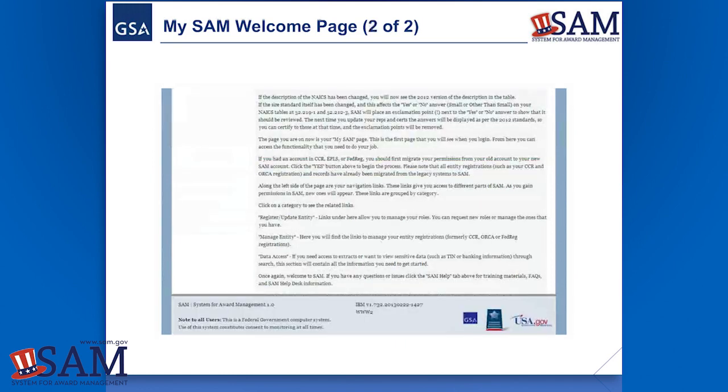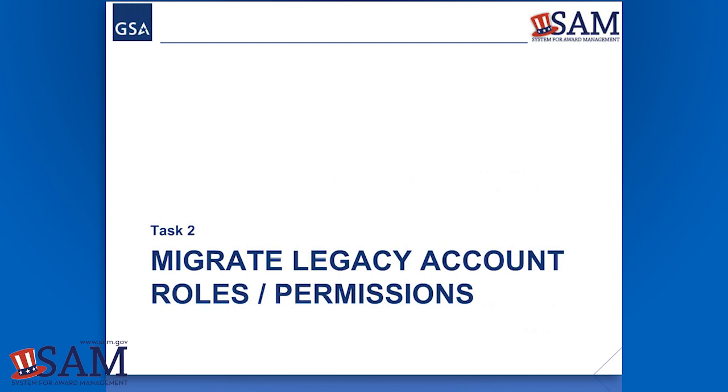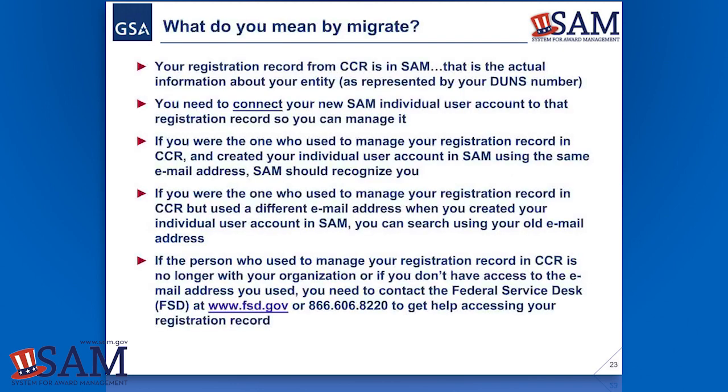So you've got an individual user account. It's very nice, but you still need to get roles or permissions to an entity. And that's where task 2 brings us into migrating your legacy account permissions from CCR into SAM. So what do you mean by migrate? We're not talking swallows flying home for the winter. We're talking about taking data that lived in CCR, that now lives in SAM, and making sure you can access it.